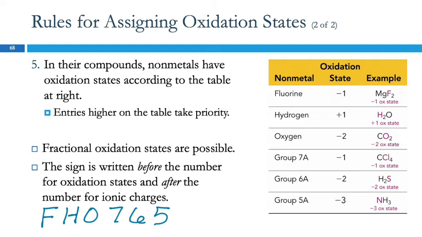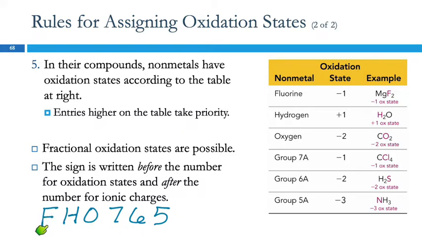Just gonna convince them to add a 5, and then there'll be oxidation state crib notes. Pho 765. Do you think you can remember that? Pho 765. So when we have nonmetals, we're going to go through this Pho 765.